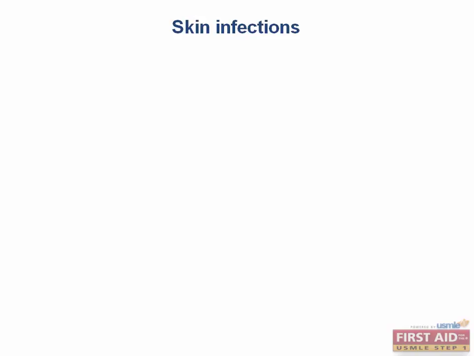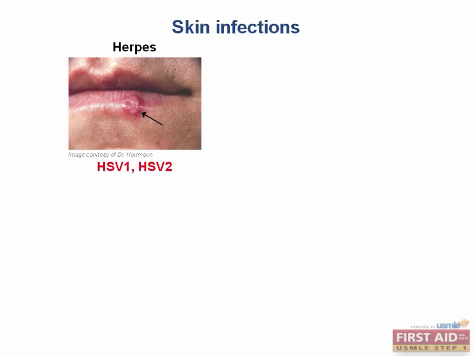Let's move on to a handful of viral skin infections. The first is herpes, caused by HSV1 and HSV2. An outbreak can occur on mucosal or skin surfaces and is a very painful vesicular rash.